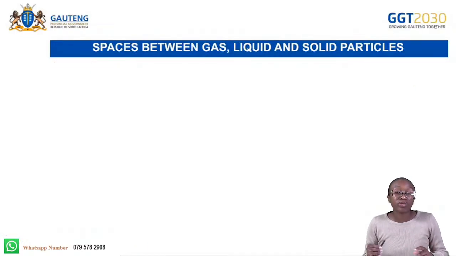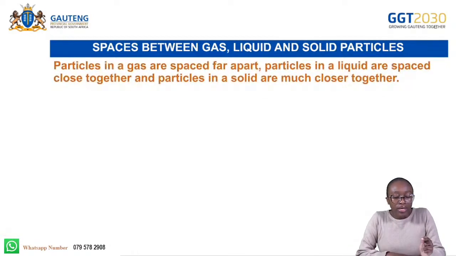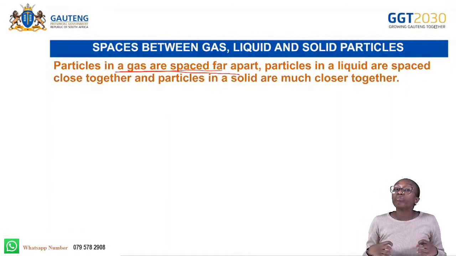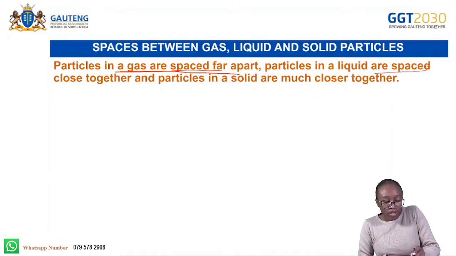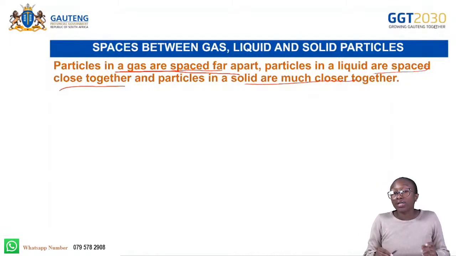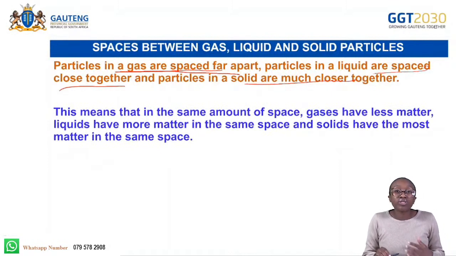Now let's talk about the spaces between the gas, a liquid, and solid particles, and why we say we cannot compress them. Now, particles of a gas, we have learned so far that they have very big spaces between them. The particles of a liquid are close together. The particles of a solid are much closer together. So that is the arrangement of the particles in these three states according to the particle model of matter. So what does this mean to us?